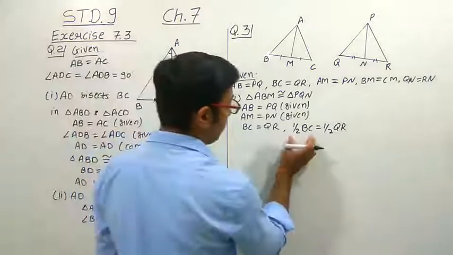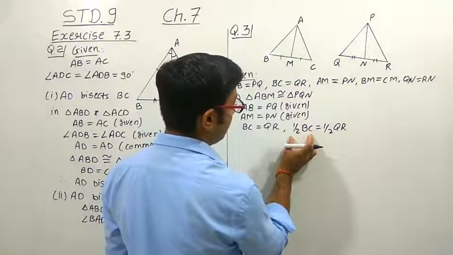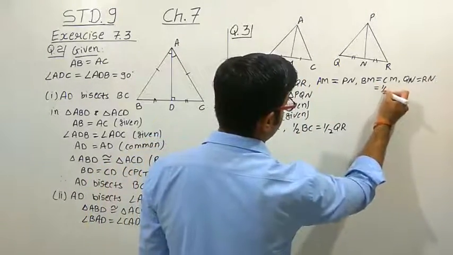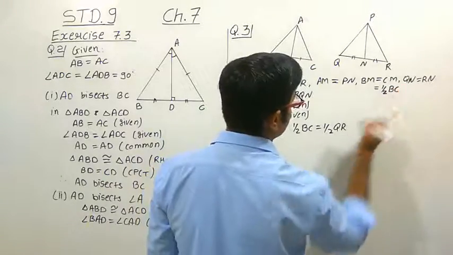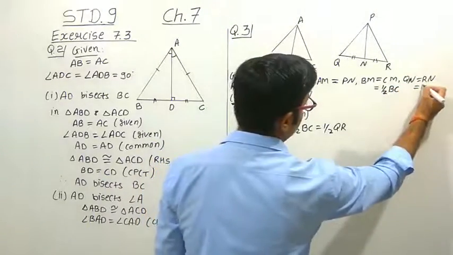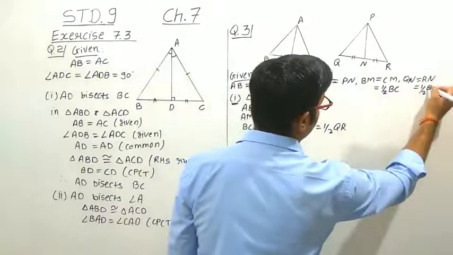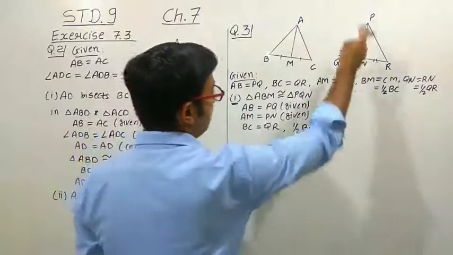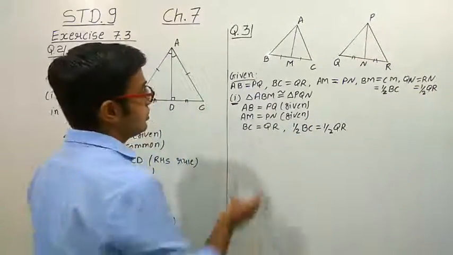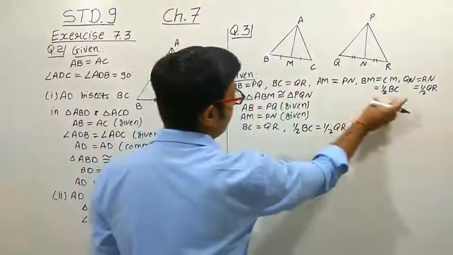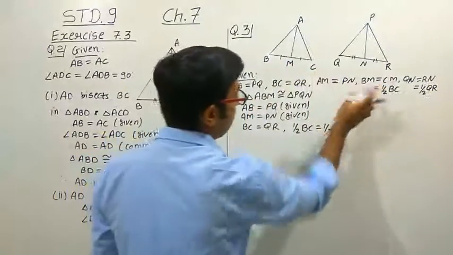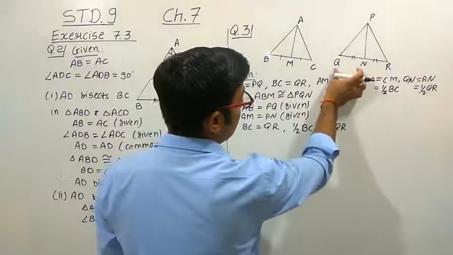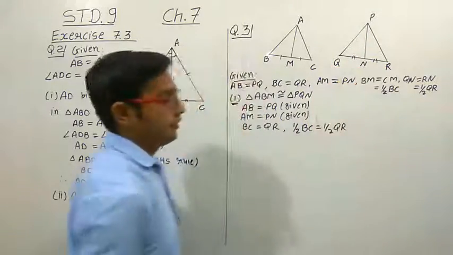Now see, if we take 1/2 of BC, then what can we write down? This BM and CM are equal, and they are equal to 1/2 of BC. In the same way, QN and RN are also equal, and they are equal to 1/2 of QR. Why? Because AM is the median, and here PN is the median. So if we take half of the total BC, we get either BM or CM. In the same way, QR is the total length. If we halve it, we get either QN or RN.